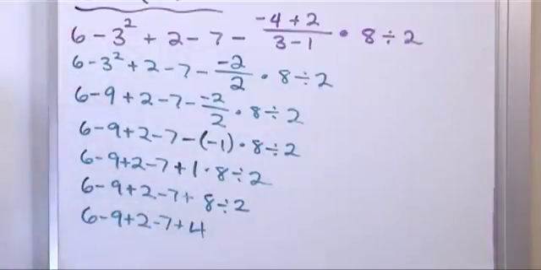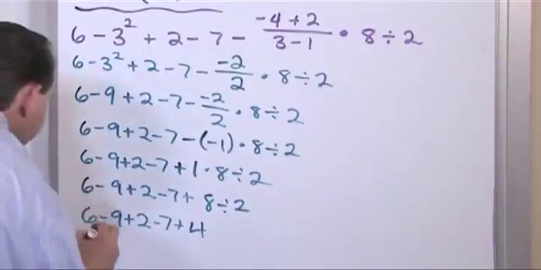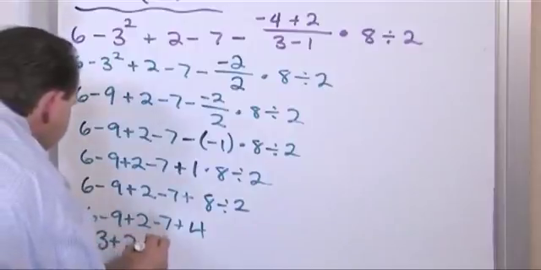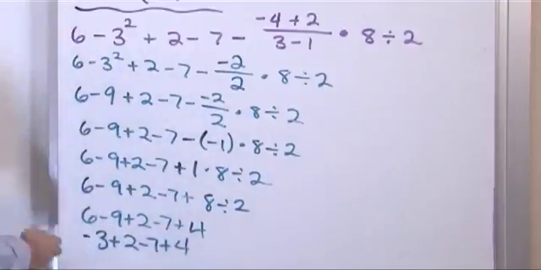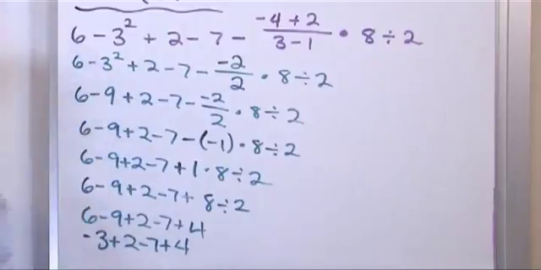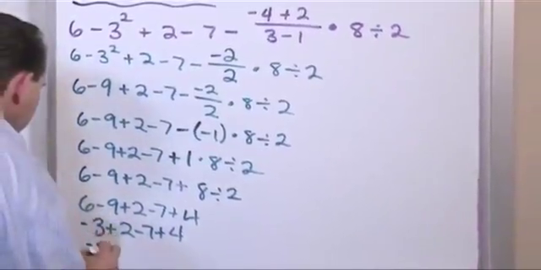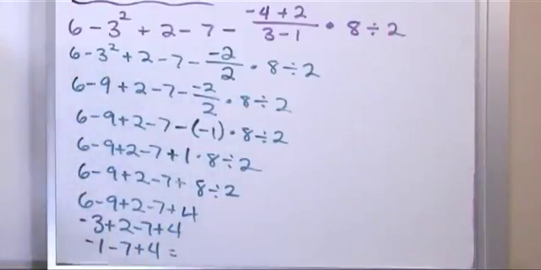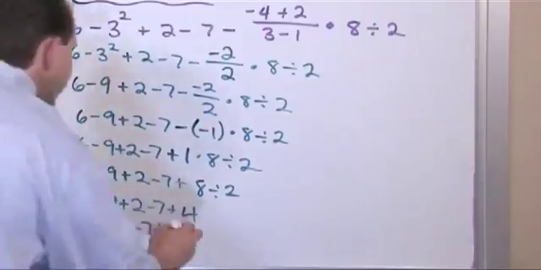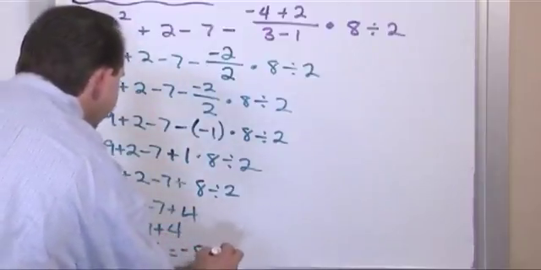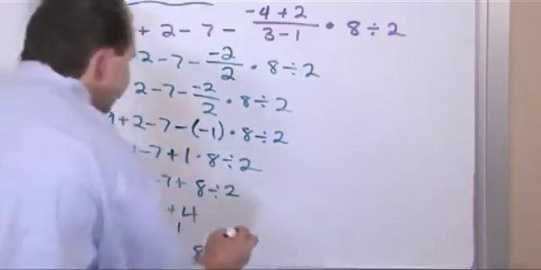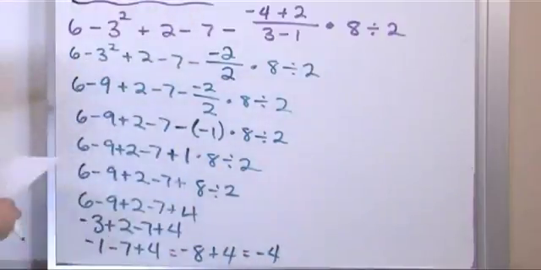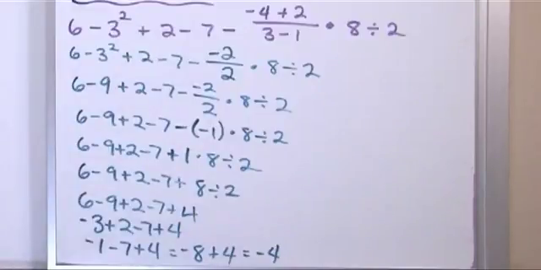Now it's just going left to right. 6 minus 9 is going to give us negative 3, so we have negative 3 plus 2 minus 7 plus 4. And then continuing on, negative 3 plus 2 is going to give us negative 1 minus 7 plus 4. Negative 1 minus 7, or plus negative 7, however you want to think about it, is negative 8. Again, you have to add the 4 at the end. And the negative 8 plus 4 is negative 4. Negative 4.